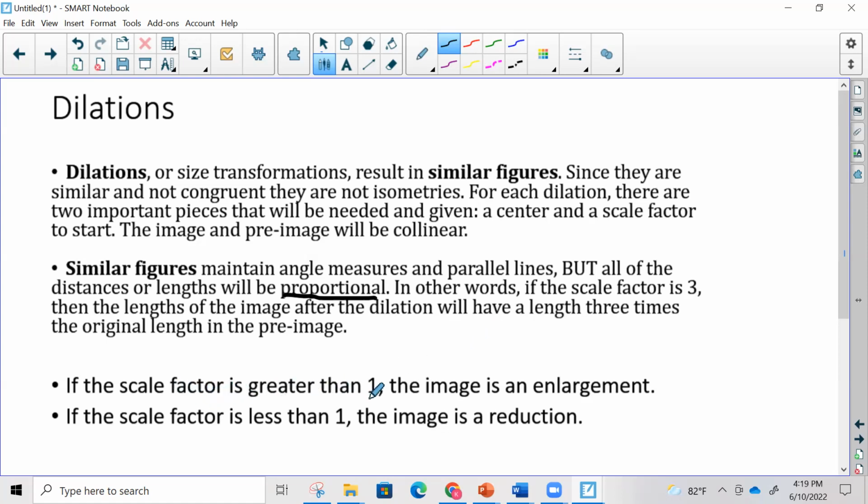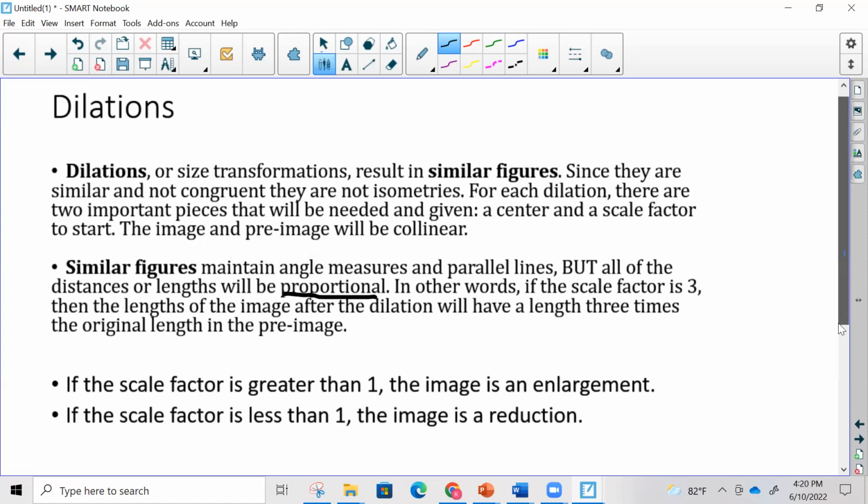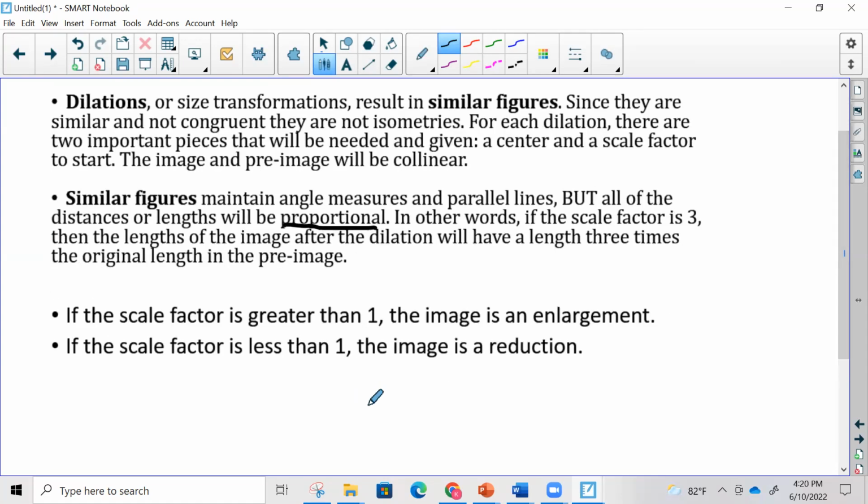So if the scale factor is greater than 1, the image is an enlargement. And if the scale factor is less than 1, the image is a reduction. Now, our scale factor, when we do it, will always be greater than 0. So it's really between 0 and 1 is a reduction, and then greater than 1 is an enlargement, to be more exact.